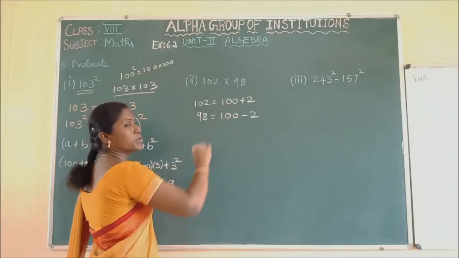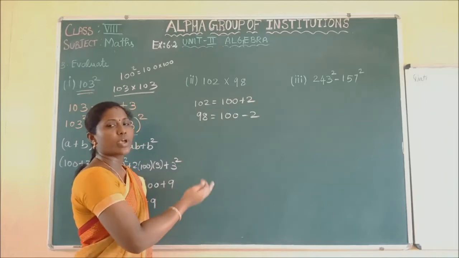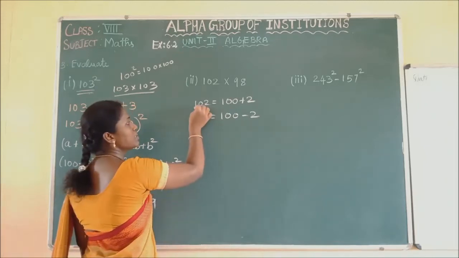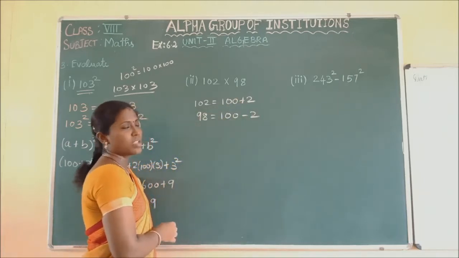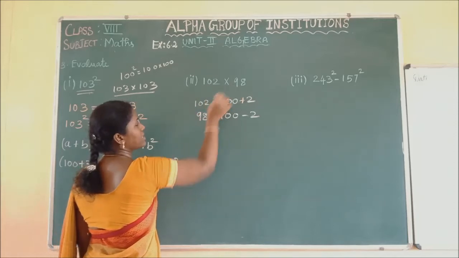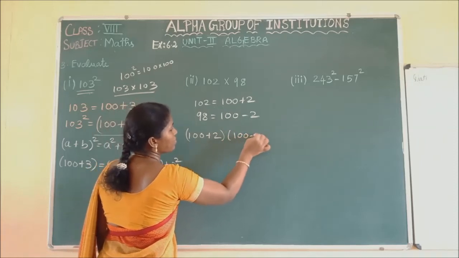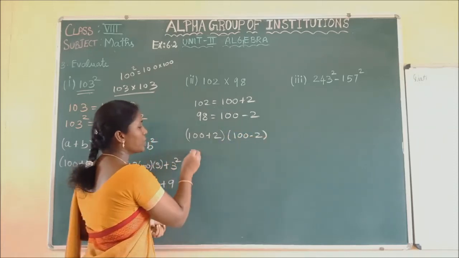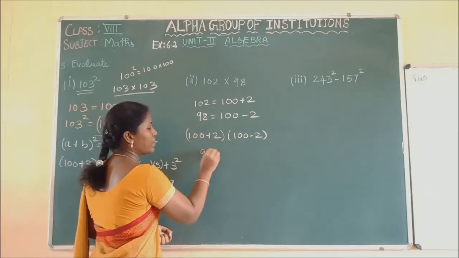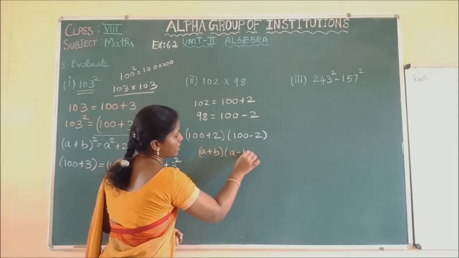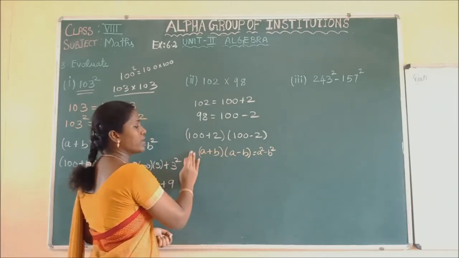Convert to the nearest 10, 100, or 1000 like that, so that your multiplication, the square numbers, will be very easy. So the first number 102 can be written as 100 plus 2, and 98 can be written as 100 minus 2. Now rewrite this as 100 plus 2 into 100 minus 2. Now see the question. What is the form of this question? Yes, it is in the form of A plus B into A minus B. So what is the formula? A square minus B square. So for this we can use that now.